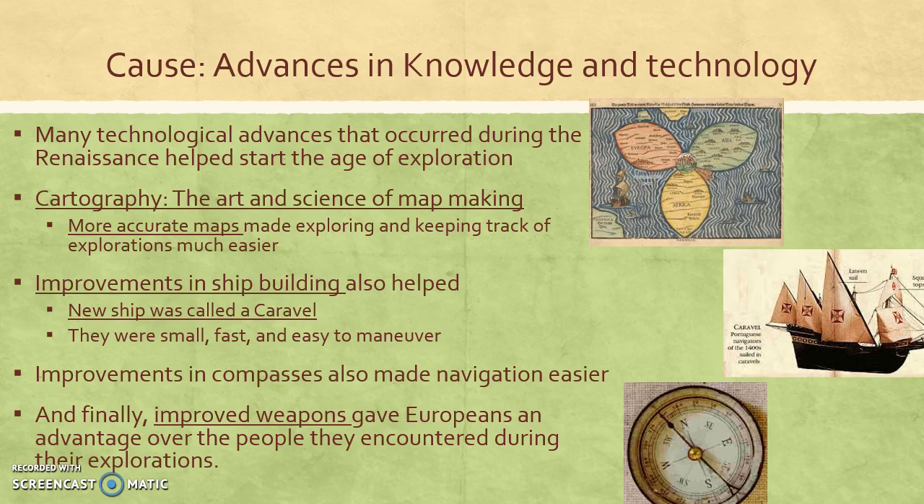There were also improvements in shipbuilding. They created a new ship called a caravel, which you can see in this picture over here. They were small, fast, and easy to maneuver, which really led to an increase in exploration and ship travel. There were also improvements in compasses and an improvement in weapons. Improvements in weapons gave Europeans an advantage over the people they encountered during their explorations.